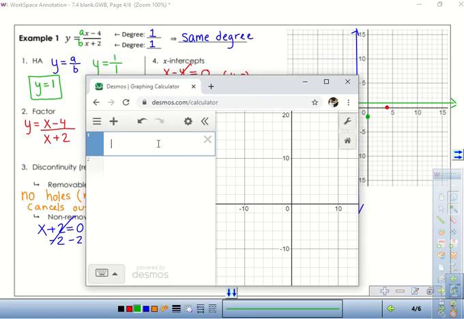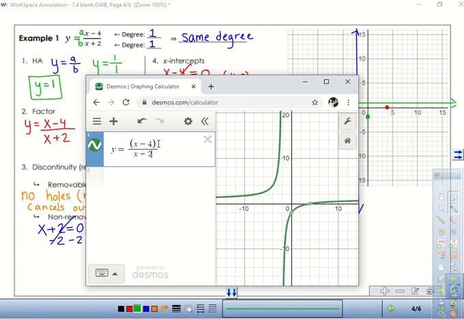So what you're going to do here is pull up Desmos and type in y equals. Now with your numerator, you're typically going to have to put it into parentheses, because otherwise when you try to divide, it's only going to divide one of the terms over x plus 2. And as you can see, it's going to graph our equation. Okay, so test it out. Make sure you feel comfortable with plugging that into Desmos.